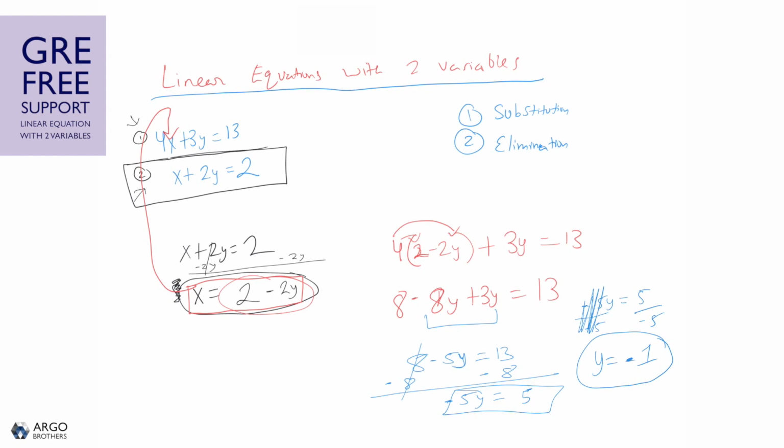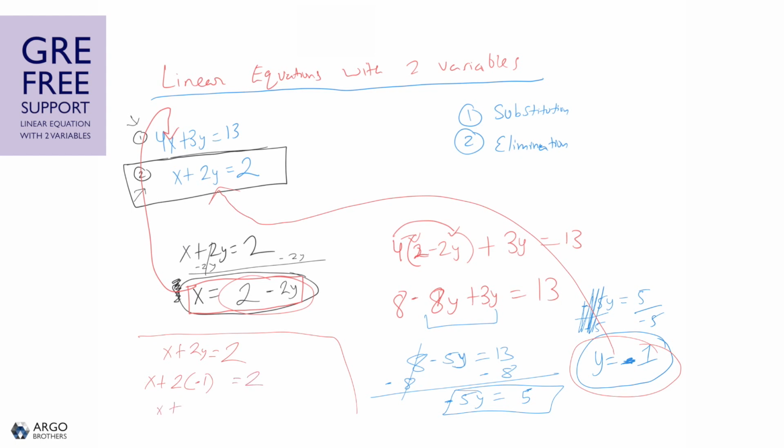Please don't think that you've just solved this entire question. No, you still have to solve for x. So if y is negative 1, I have to take this negative 1 and plug it into the second equation so I can solve for x. Let me write down my original second equation: x plus 2y is equal to 2, but I know that y is negative 1, so it's x plus 2 times negative 1, because that's y, is equal to 2.